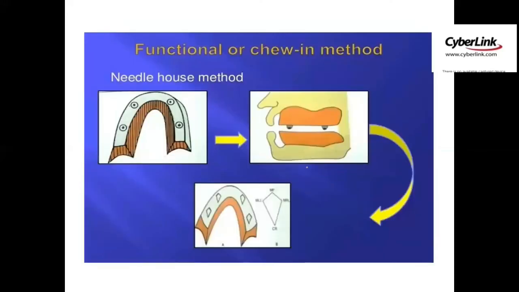Then come to the functional method, the Needlehouse method. This is again a very interesting method. First, we will fabricate the occlusal rim made from impression compound. Then 4 metal beads or styli are embedded into the premolar and molar areas of the rim.